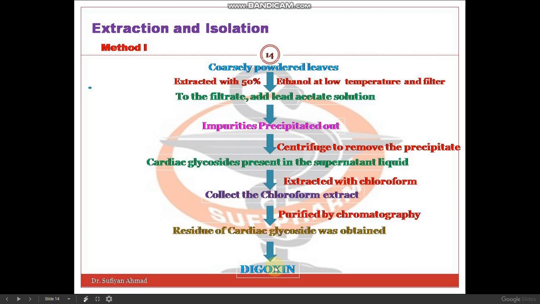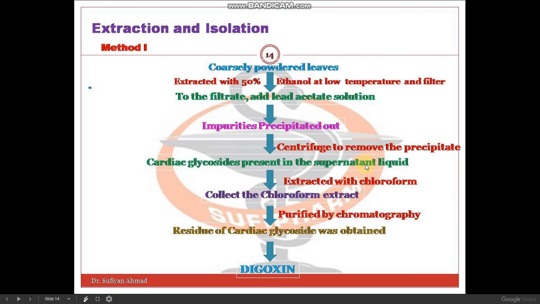I am repeating a bit again. It is a very simple procedure. First of all, leaves are taken and extracted with ethanol, and for removal of other materials like tannins, you add lead acetate solution. When you add lead acetate solution, precipitation will occur, and you remove this precipitate by centrifugation using a centrifuge. When you centrifuge the filtrate, you will see the cardiac glycosides are present in the supernatant liquid.